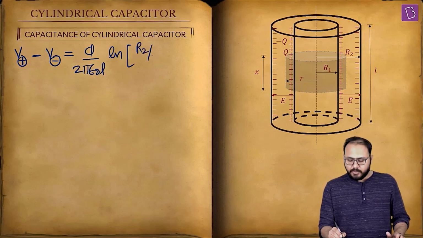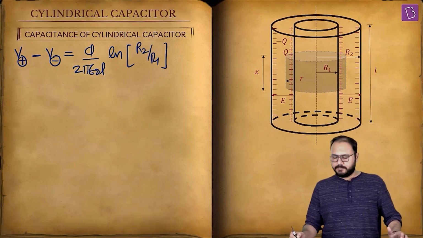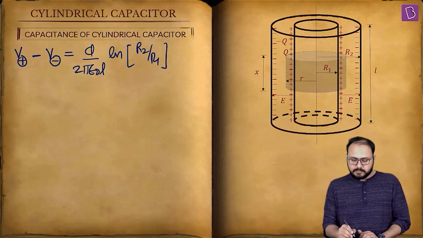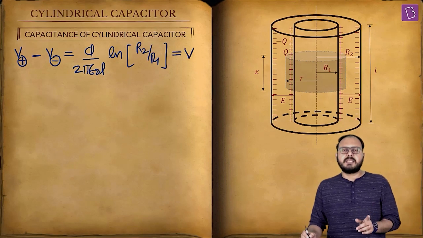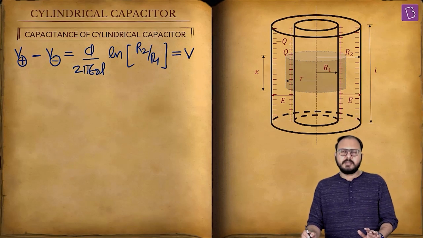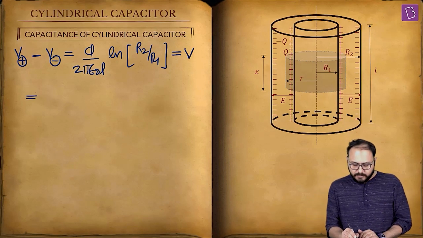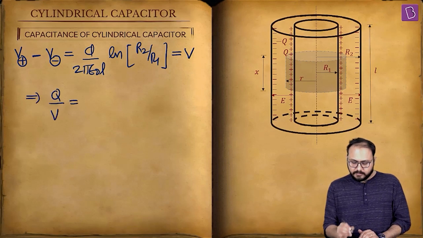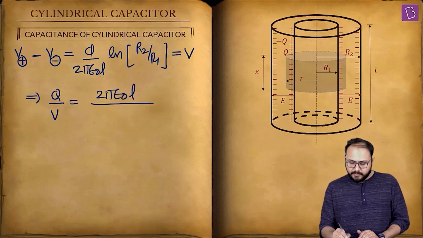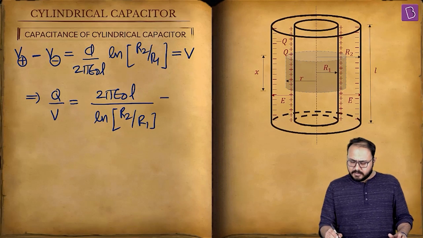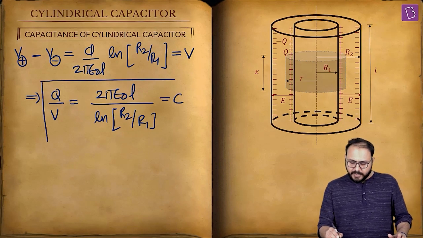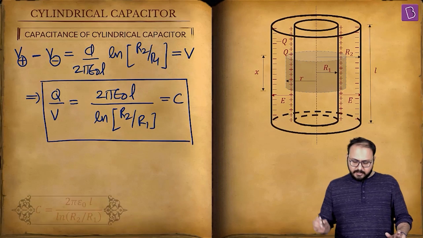Now come on, you all are big kids now, veterans, right? And this V plus minus V minus is nothing but the potential difference. What did we have to create? Sir, we had to create Q by V. So here is your Q by V. It looks like your Q by V is 2 pi epsilon naught L upon ln of R2 by R1. Isn't that C, capacitance? So this is what I got for the capacitance of a cylindrical capacitor.